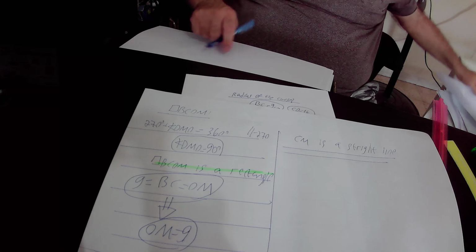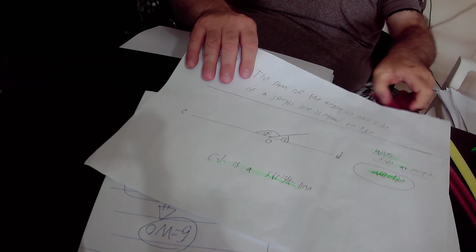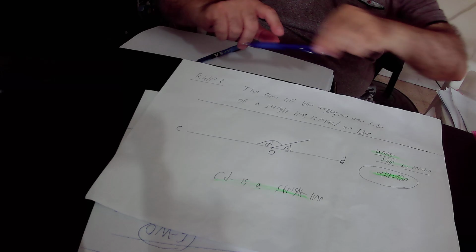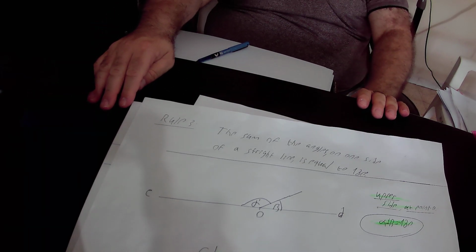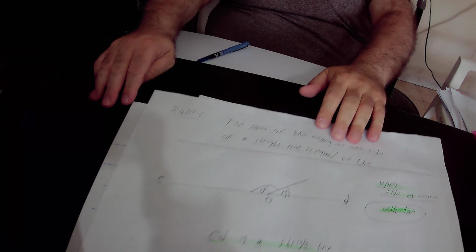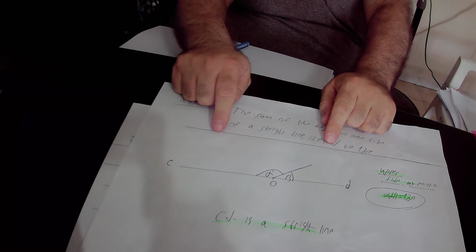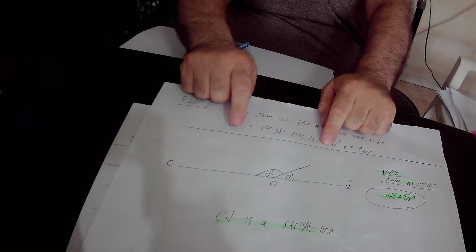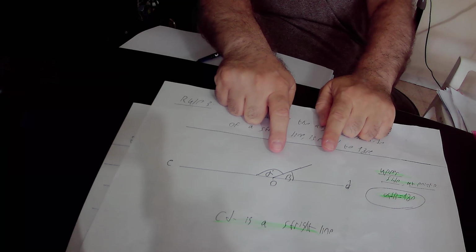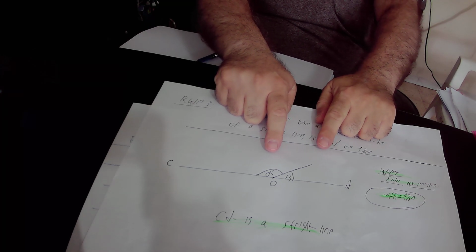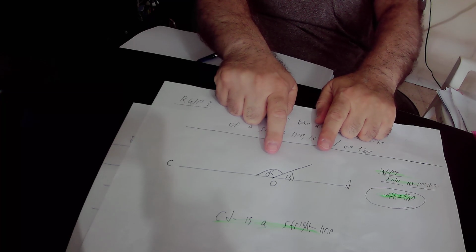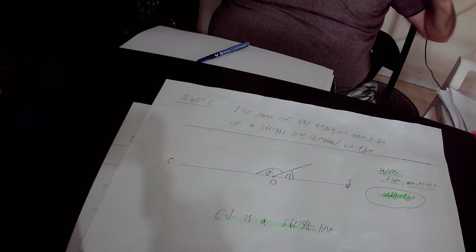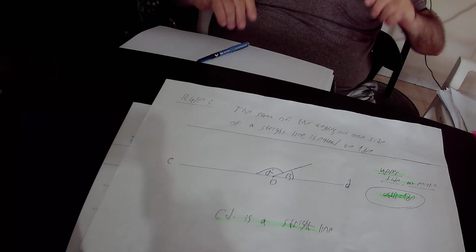And we have rule number 3 that states that the sum of the angles on one side of a straight line is equal to 180 degrees. Here we have the straight line CD. If we focus on the upper side of the straight line CD at point O, the sum of the angles must be equal to 180 degrees. Which angles do we have? We have alpha plus beta, so alpha plus beta must be equal to 180 degrees according to rule number 3.